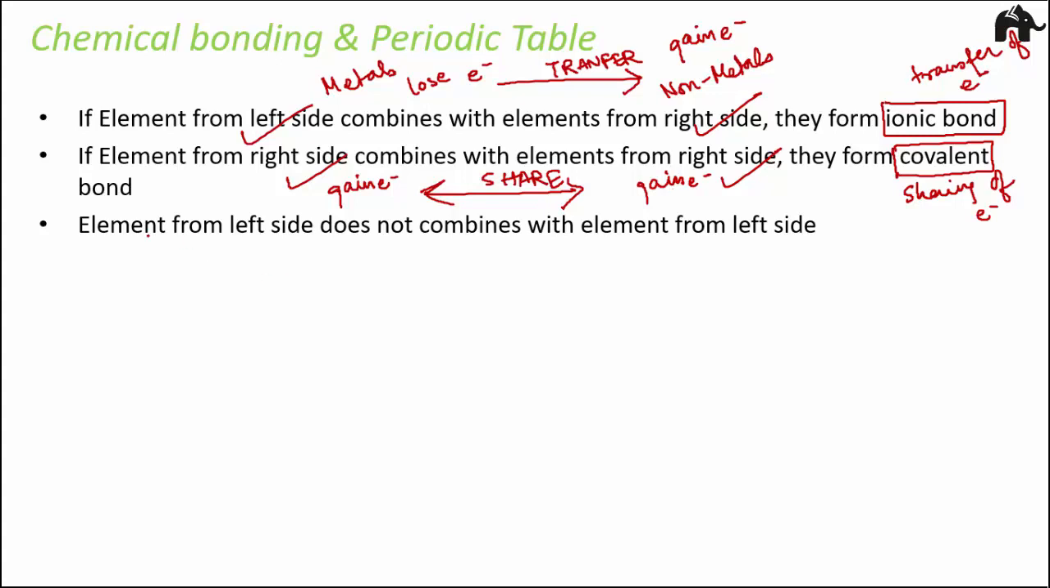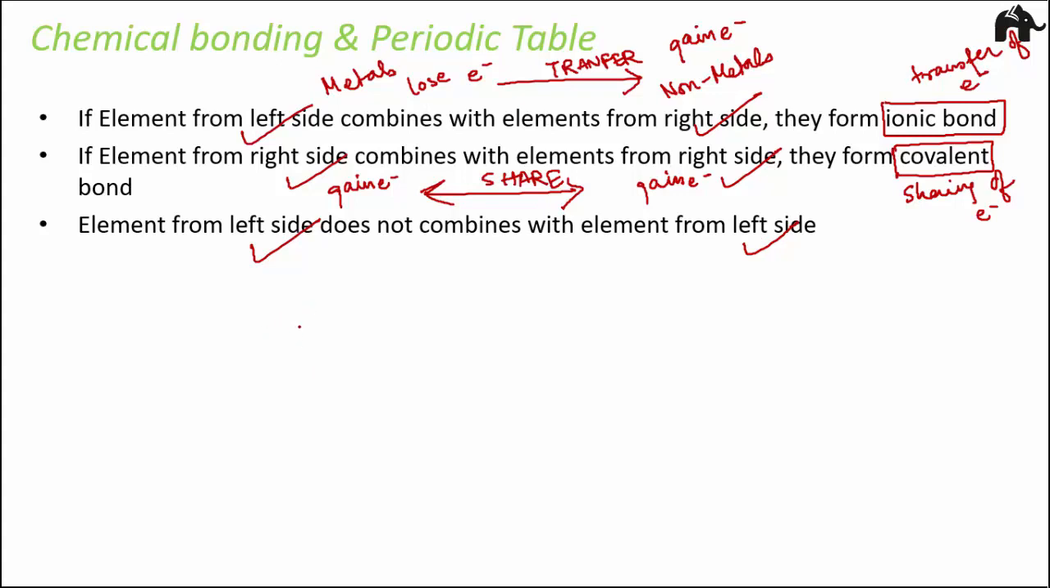Please note that element from left hand side do not combine with element from left hand side, because on the left hand side we have the metals and both of them want to lose electron. Now since both want to lose electron, transfer of electron cannot take place, sharing cannot take place either. So therefore these elements do not combine with each other. So that's the relationship between chemical bonding and periodic table.